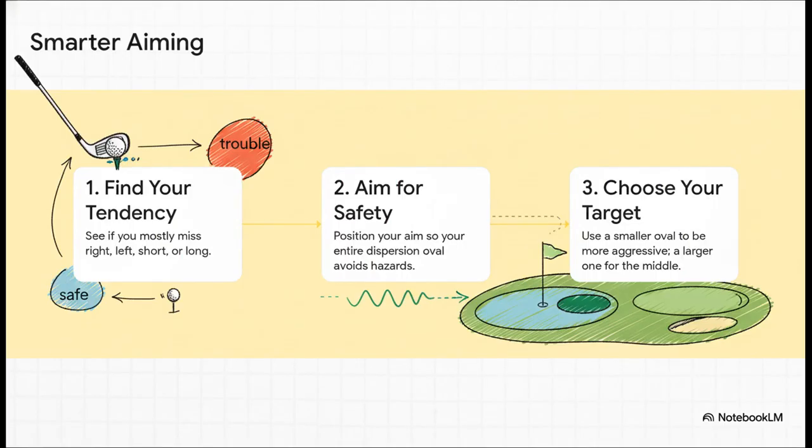So how do you do it? It's really just a simple 3-step process. First, you gotta know your tendency. Do you miss right? Are you a pull hitter? Second, aim that entire pattern away from the trouble. So if your miss is to the right, you aim down the left side of the fairway or the left side of the green. And finally, you get to choose your aggression level. If your dispersion is really tight that day, hey, maybe you can take on that pin. But if it's wide, you play it safe to the center.